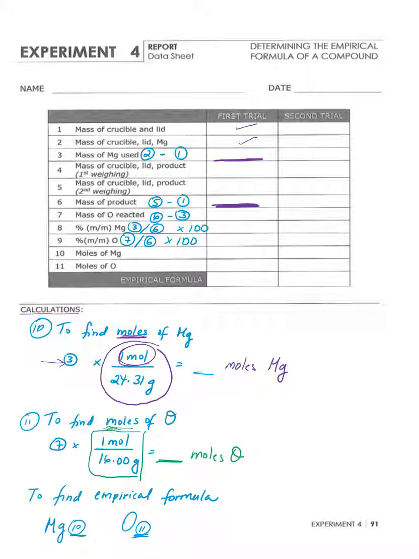That should give you a number that it's close to a whole number, or close enough that you can round. So that's what you have to do to get your empirical formula. Get the number of moles for magnesium, for oxygen, and then divide those two number of moles by the smallest. Both of them by the smallest number of moles out of the two. And whatever number you're getting, you should round to a whole number, and that will give you the empirical formula.